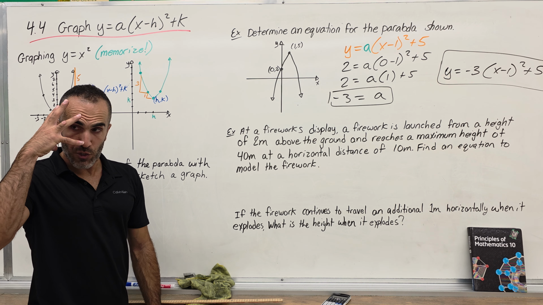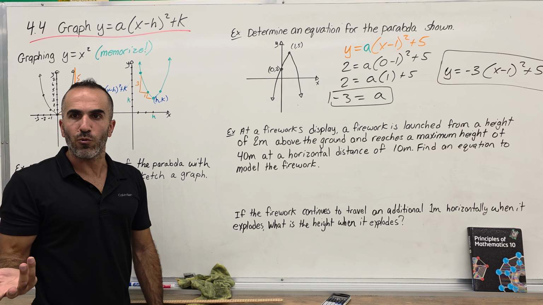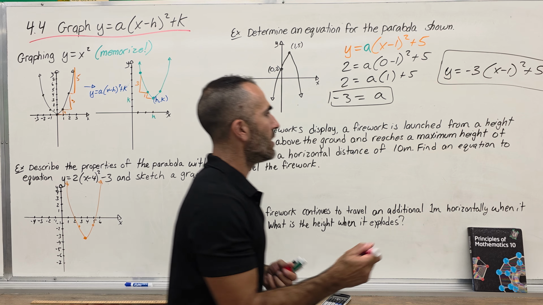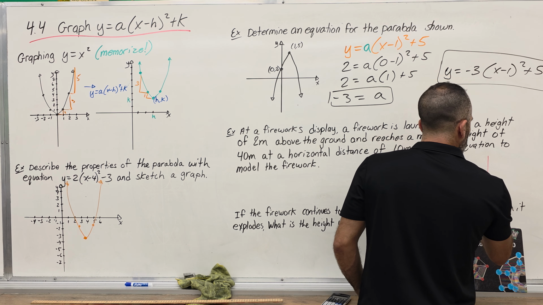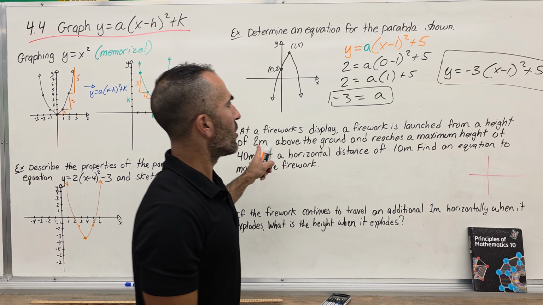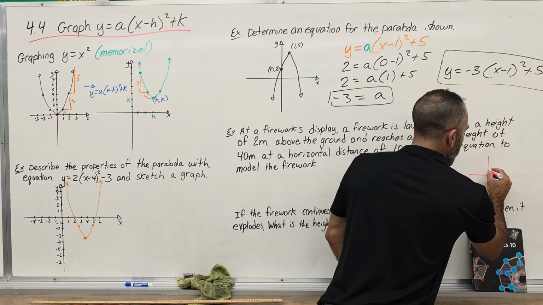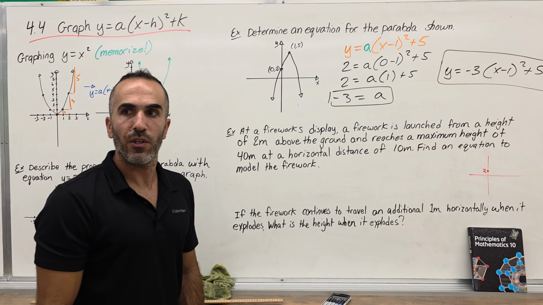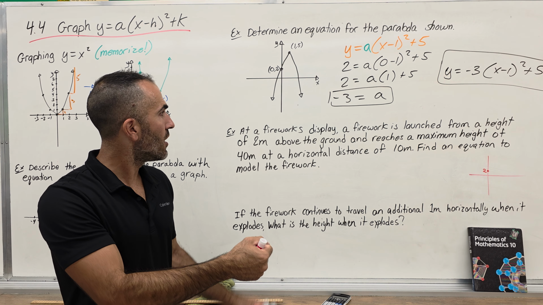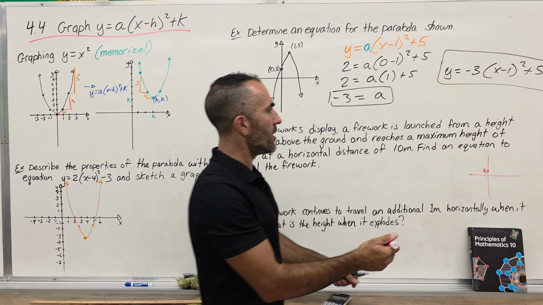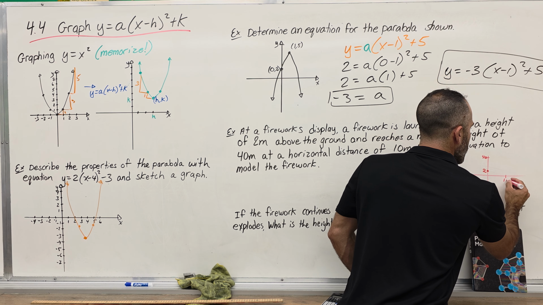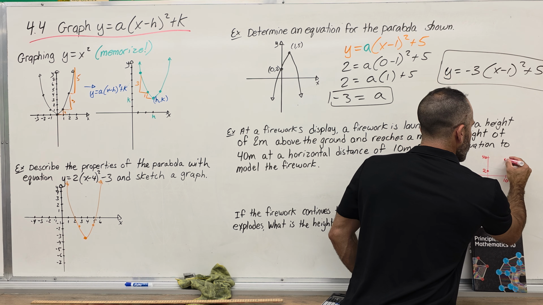If you can't picture this in your mind, then draw a really crappy image of what it represents. So this is my crappy image of this firework. It's not going to be to scale. I'm not going to put numbers. Firework is launched from a height of 2 meters. So I'm launching it from 2 meters. That's the 0. So at 0, it's 2 meters. Reaches a maximum of 40. This is not even to scale, I don't care. 10 meters away. So there's my vertex. Take a look.